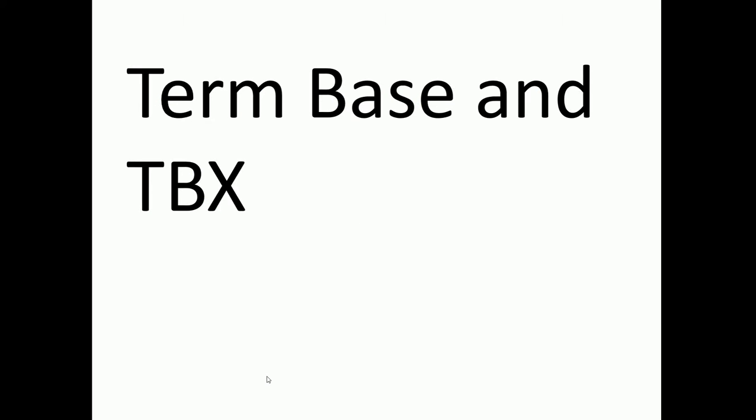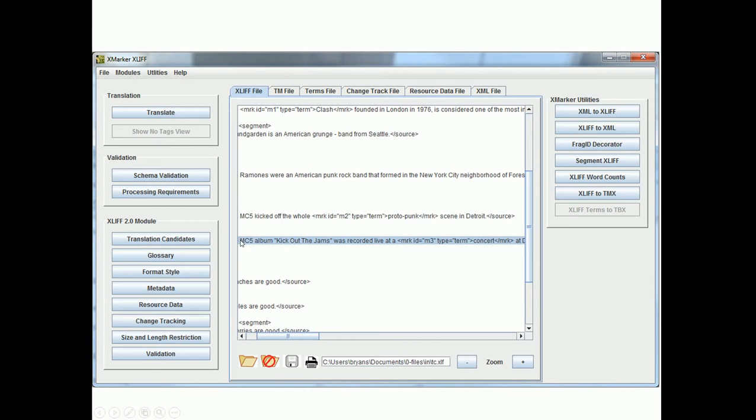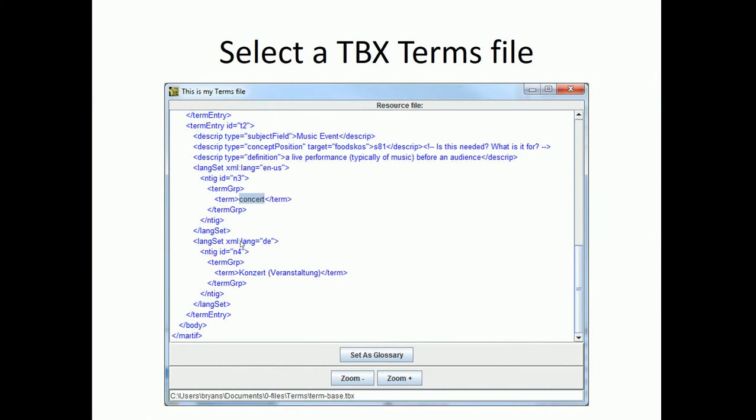So remember, I had this XLIFF file, and XLIFF allows you to mark things up as terms. So we know that this word here, concert, is a term. XLIFF has identified that. So the computer-aided translation tool then will let you select a TBX file. And this is our whole library of terms that we've collected that are important to us in our industry. So we know that a term could be ambiguous, right?